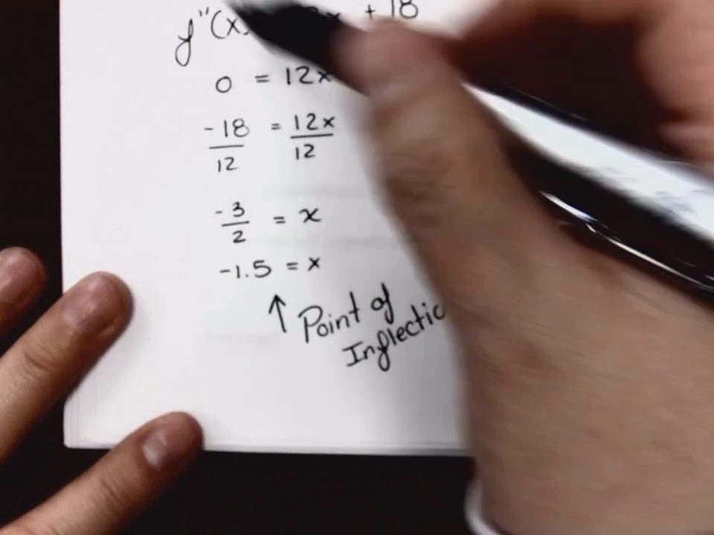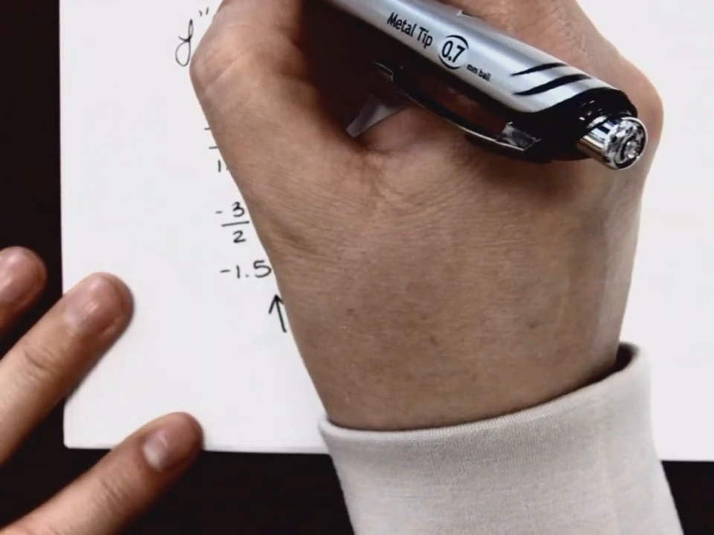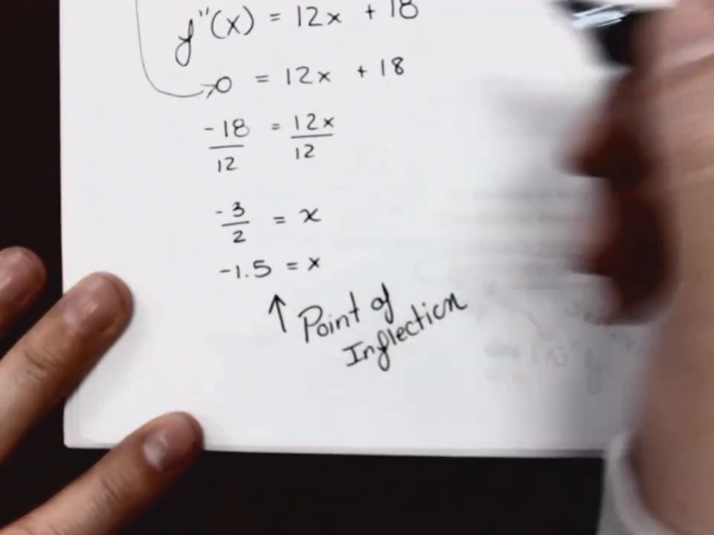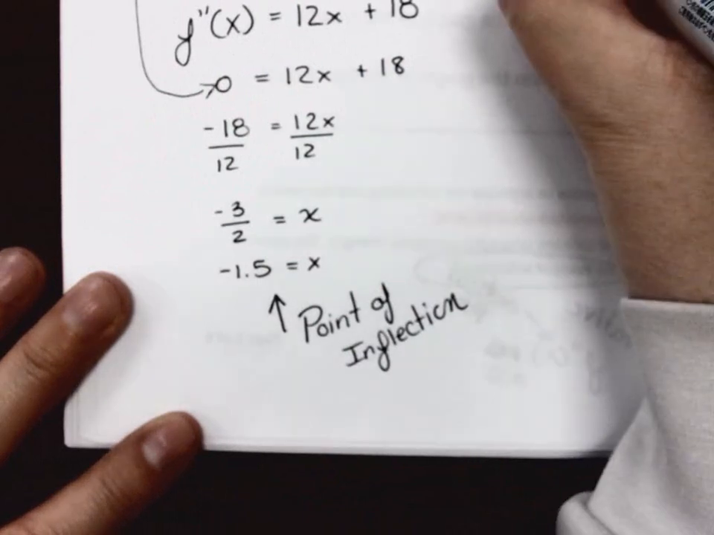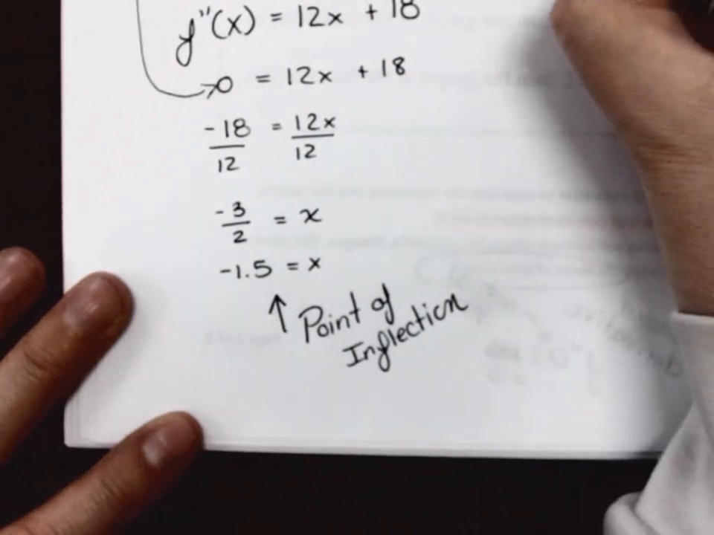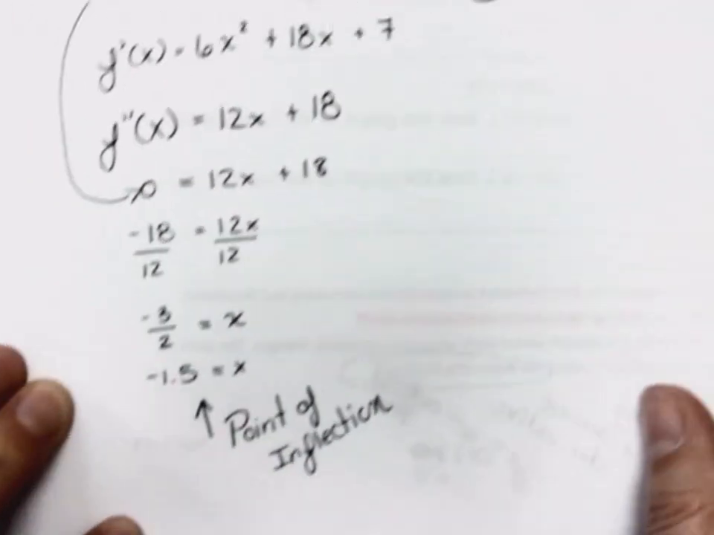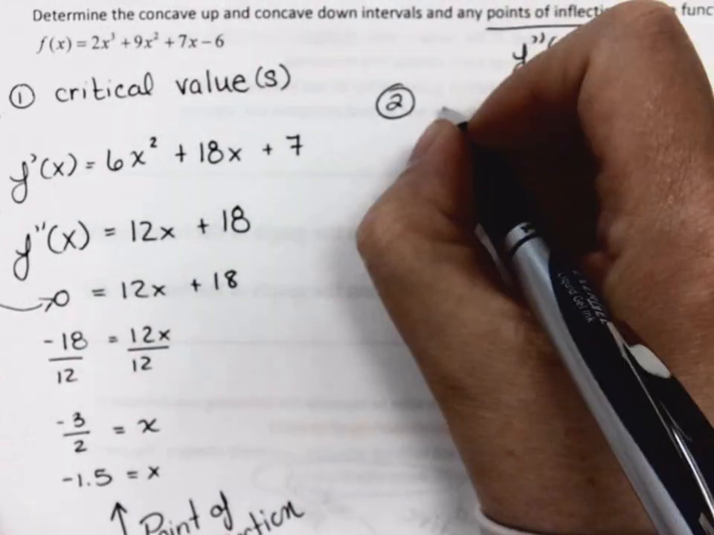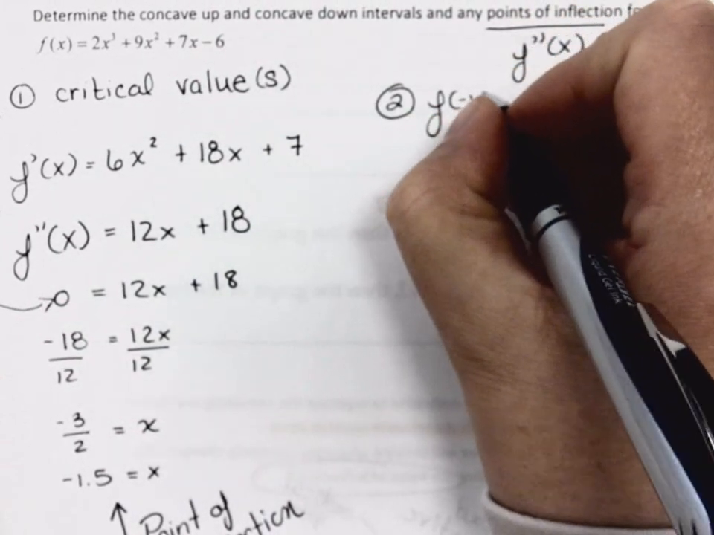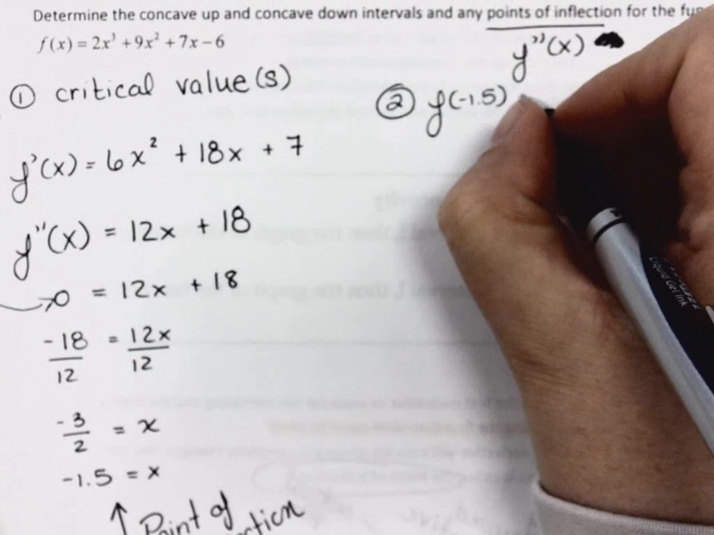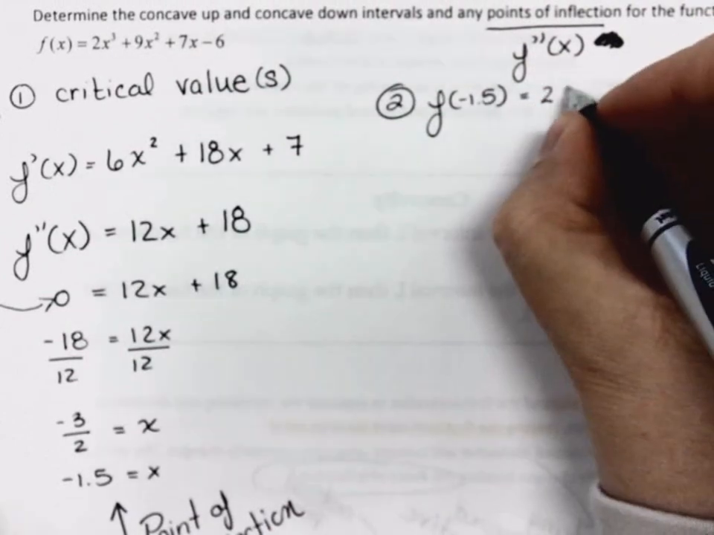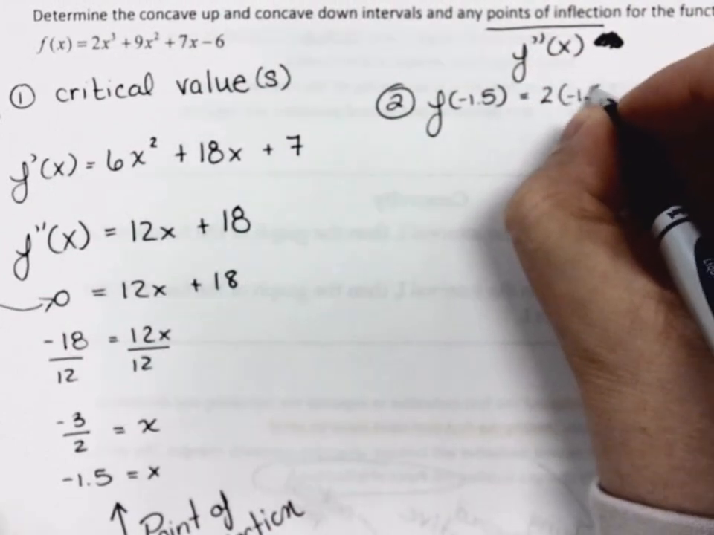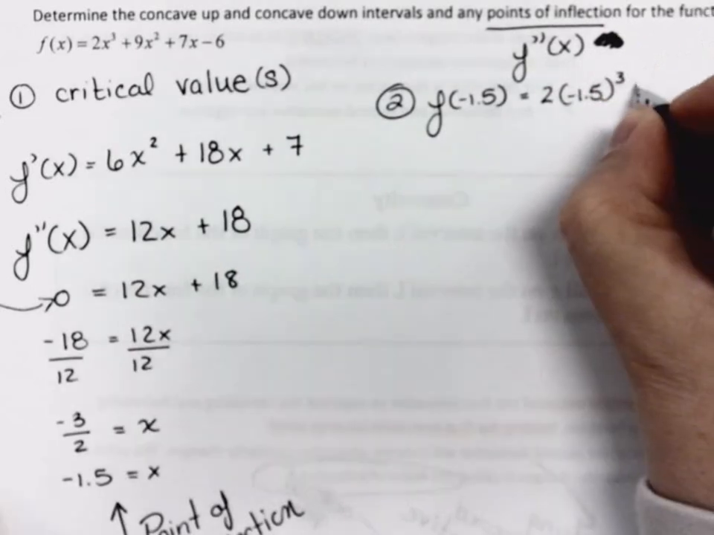So step 1, we're finding our second derivative, and we're setting our second derivative equal to 0 to find our point of inflection. We need the coordinate pair, so we're going to substitute negative 1.5 right back into that original equation. So no derivatives, just the regular function.